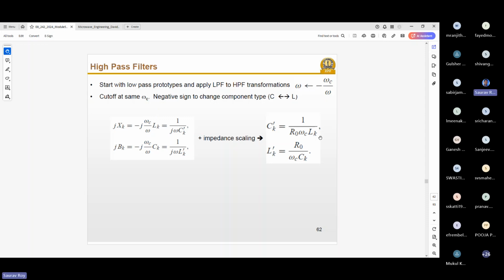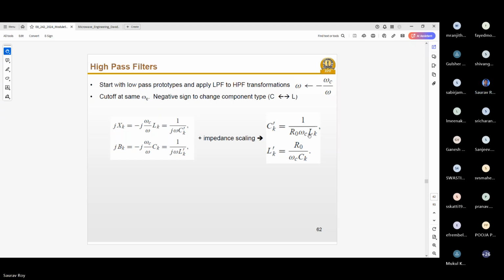So from how you were previously calculating, the capacitors and inductors will replace each other with some changes in the value, as calculated in these two equations, Ck prime and Lk prime. You see, Ck prime is now related to Lk. Previously in the low pass filter, Lk prime was related to Lk, but now Ck prime is related to Lk.